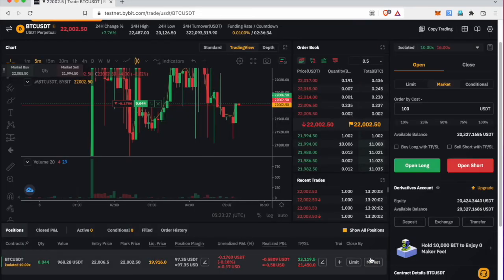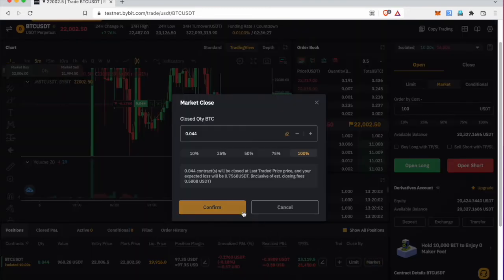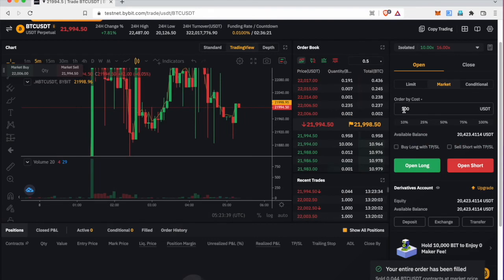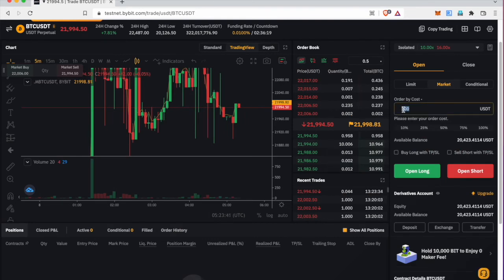Okay, let's close this trade. Before I show you the short trade, to avoid confusion, you can close it by market price, so you close it immediately. Right, so shall we have some more fun with the short trade?